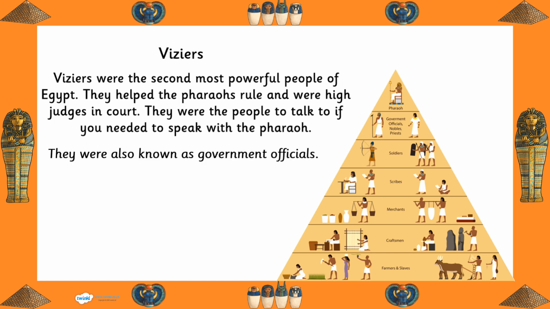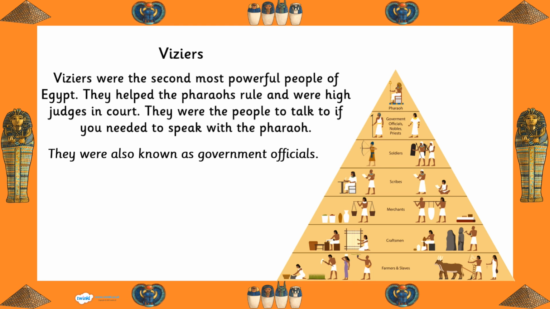Underneath them, we've got the government officials who were known as the viziers, and they were the second most powerful people of Egypt. They helped the pharaohs rule, and they were high judges in court. They were the people to talk to if you needed to speak with the pharaoh. So have a think about today. Do we still have lots of government officials, people just underneath the Prime Minister who help the Prime Minister and who you can speak to instead of the Prime Minister?